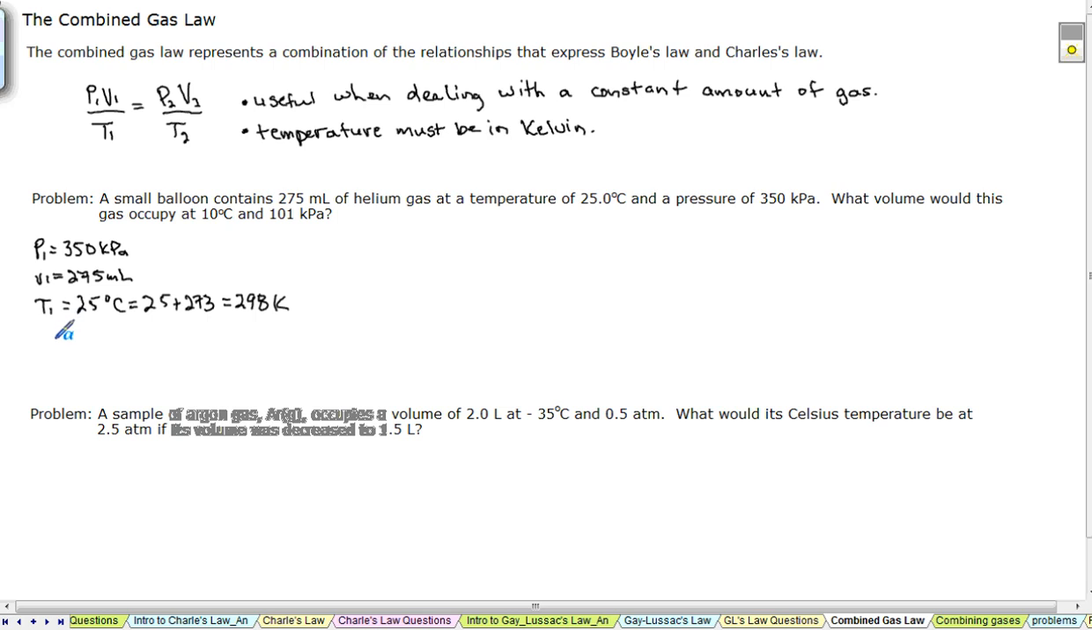Now, what else do we know? Well, we know our final temperature is 10 degrees Celsius. Again, we're going to convert that to Kelvin. And we know our final pressure is 101 kPa. So what we're looking for here is our final volume. V2 is our unknown. So let's take a look at what our relationship is.